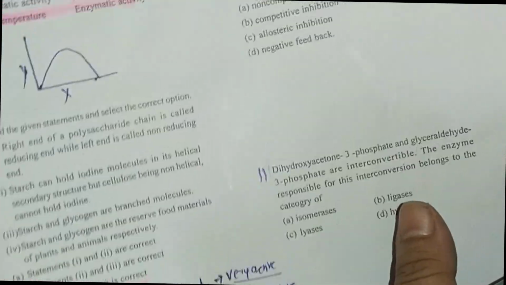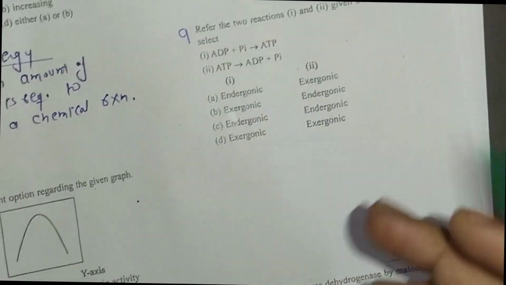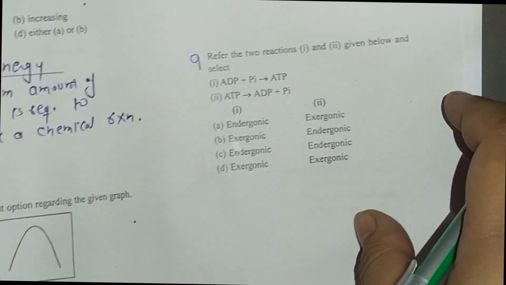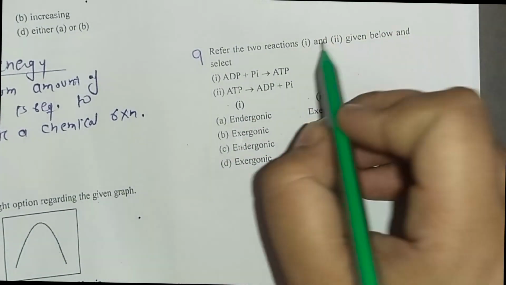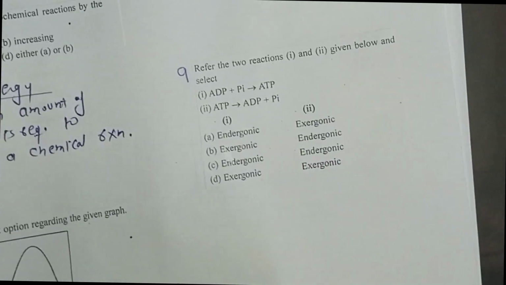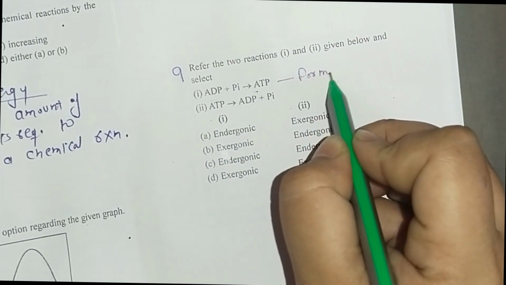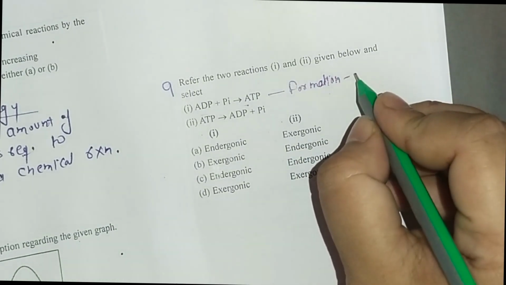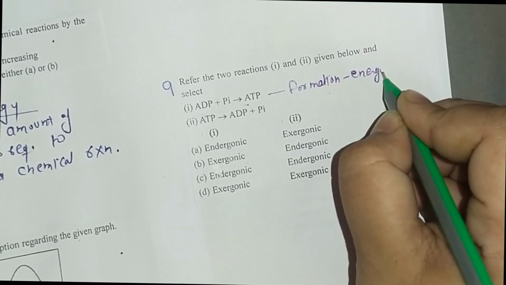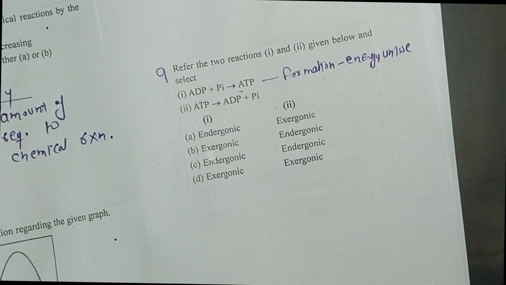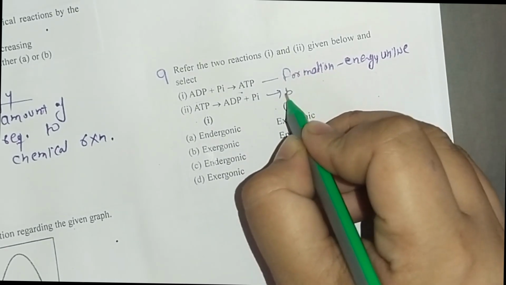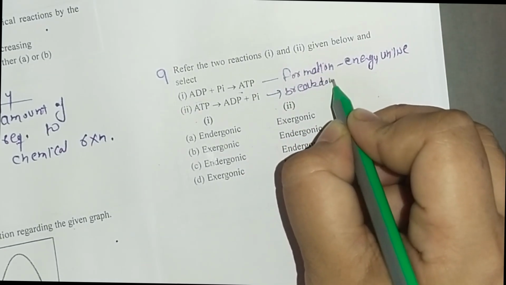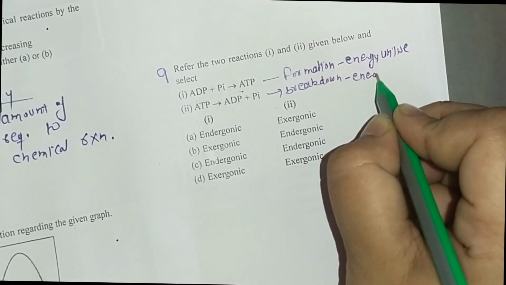Moving on to the next question. Refer to the two reactions 1 and 2 given below and select the correct option. See, the first reaction, ADP plus Pi, is a formation reaction. And during a formation reaction, we have to remember that energy is utilized. And this is a breakdown reaction. And during a breakdown reaction, energy is evolved.